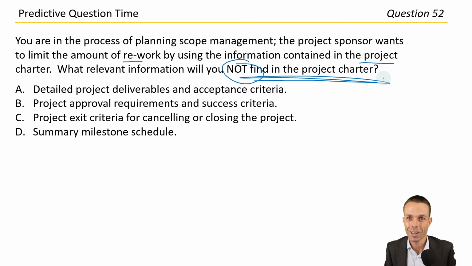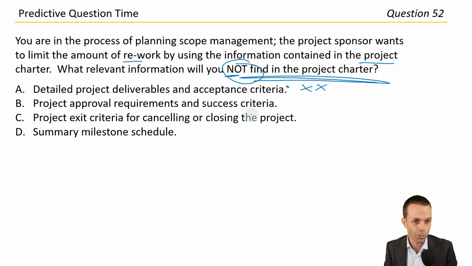Oh, this is pretty good as well. What's in the project charter? High-level things. We use a high-level idea to initiate and kick off our project. So this should be pretty straightforward too. Let's see. Do we have detailed project deliverables and acceptance criteria? And the answer is no, we don't. Because it's just high level. We haven't planned our project out yet. We're just in the initiating stage. So we don't have detailed information at all. So I think we might actually have the answer there already.